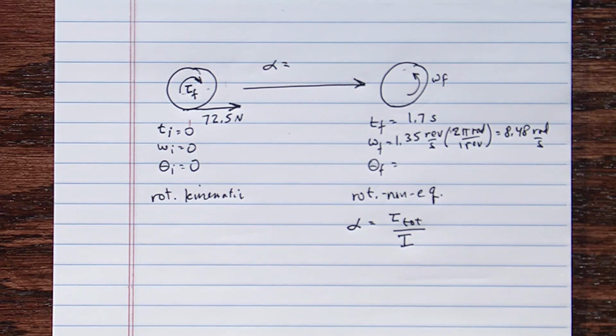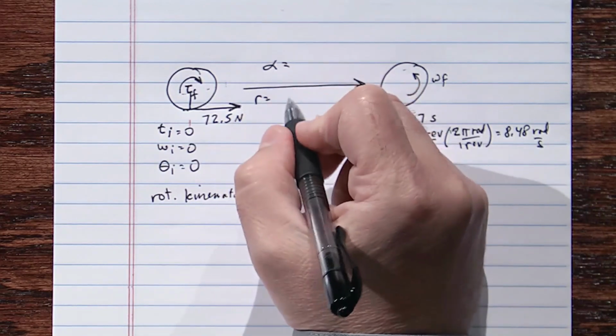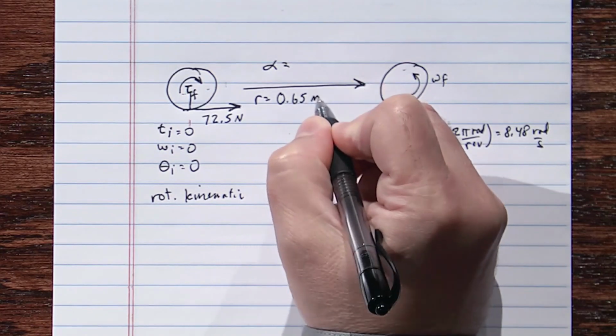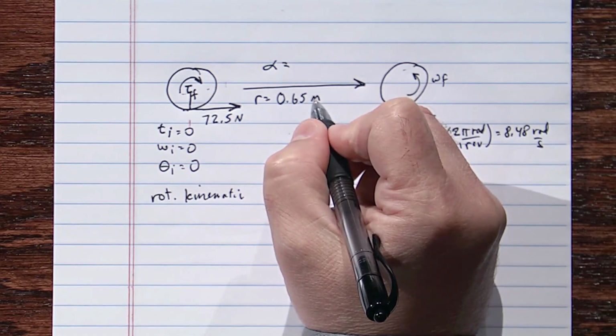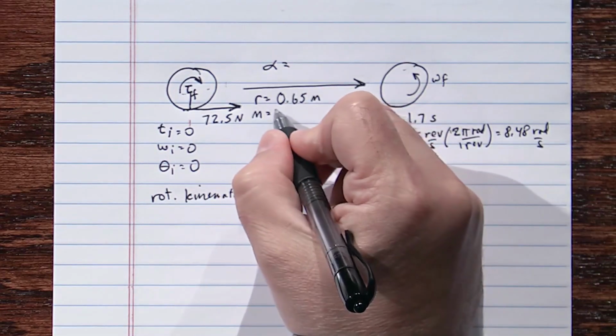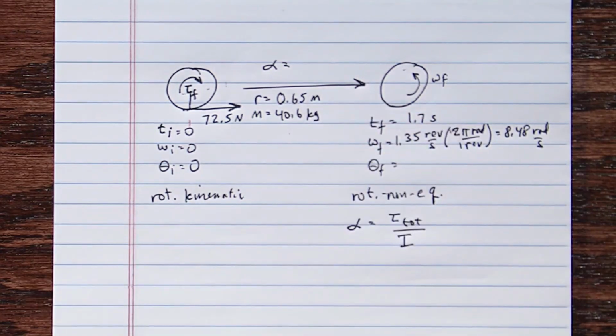And that brings to mind some things that we did not put in up above, and that is that the radius of the gear is equal to 0.65 meters, and the mass of the gear is equal to 40.6 kilograms. There we go. So that was also given to us, and I think now we have gotten all the information that we can out of the statement of the exercise.